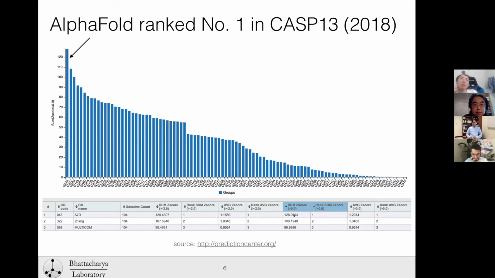In fact, there is a 20-point gap in the sum of z-scores, the evaluation metric that CASP organizers use to rank methods, between AlphaFold and the next best method from the Zhang group. So AlphaFold did not just rank #1, but it also substantially outperformed the second best method and all other methods. And this is the reason for the attention and the news that I just shared surrounding AlphaFold. So what is the reason AlphaFold did so well?